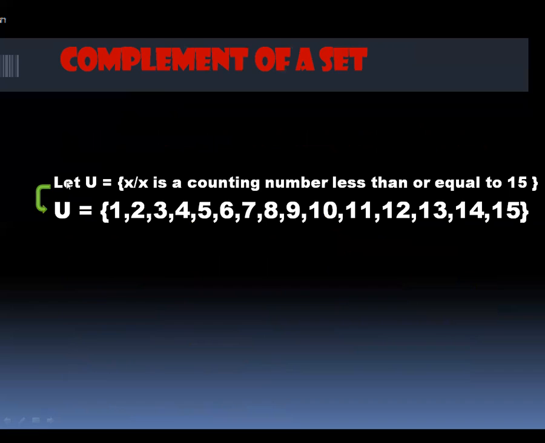Okay? For example, our universal set is X such that X is a counting number less than or equal to 15. So if the set builder is given, you're going to write them down in roster method. Set U is equal to, so what are the counting numbers less than or equal to 15? Set U is equal to 1, 2, 3, 4, 5, 6, 7, 8, 9, 10, 11, 12, 13, 14, and 15.